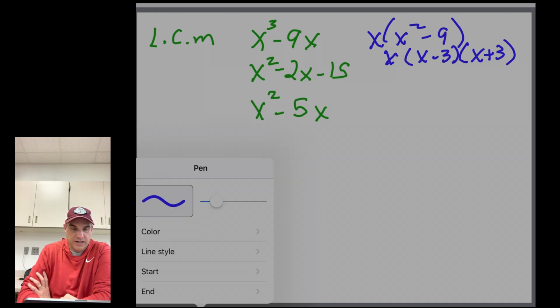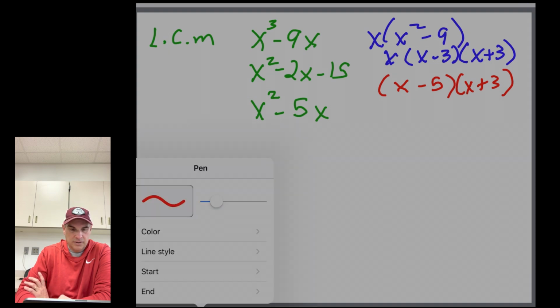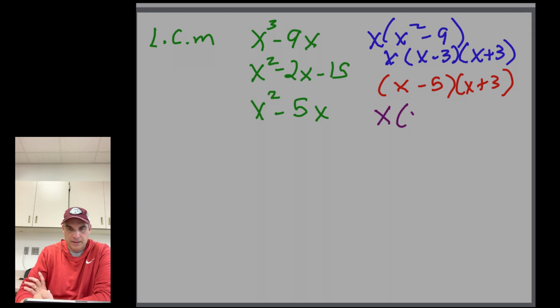Now I go ahead and factor the second one. And again, you could use the x method if you needed to. I'm just going to go ahead and do it. It's x minus 5 times x plus 3. There's the second one. And the last one, take out a common factor, it's x, and that leaves me with x minus 5.